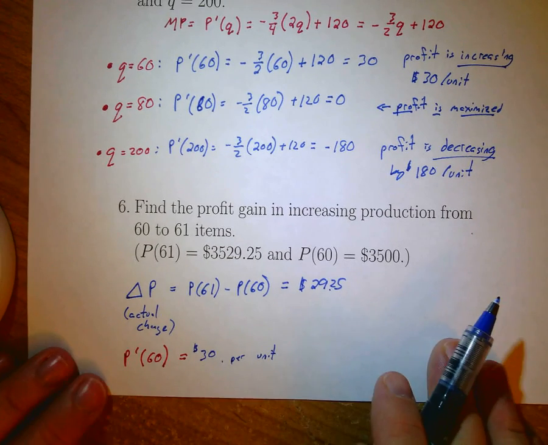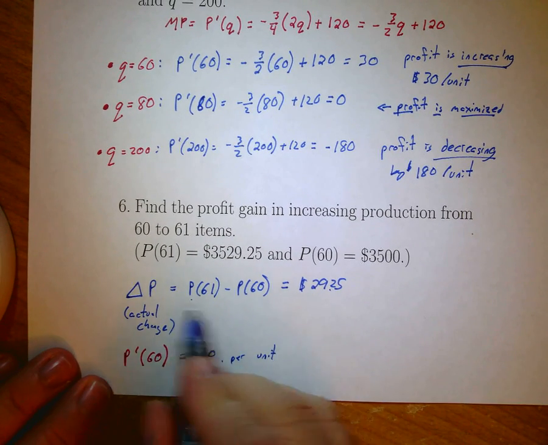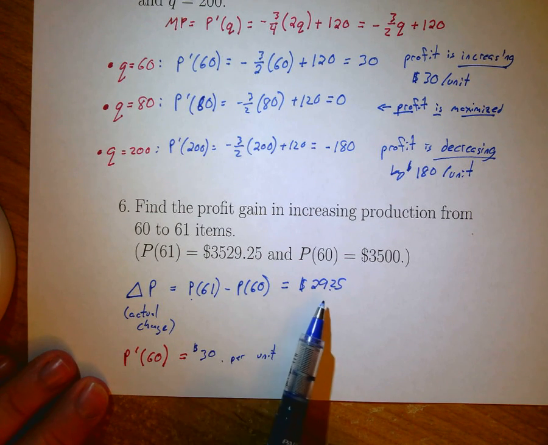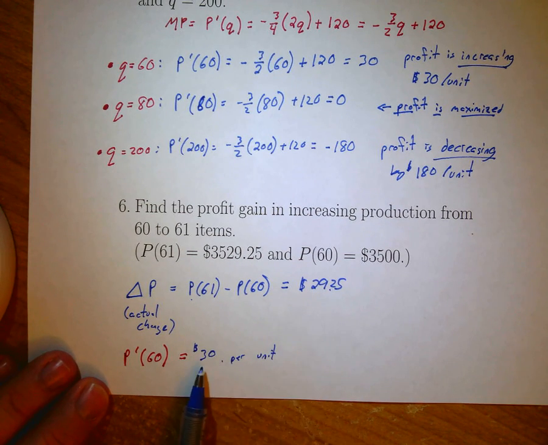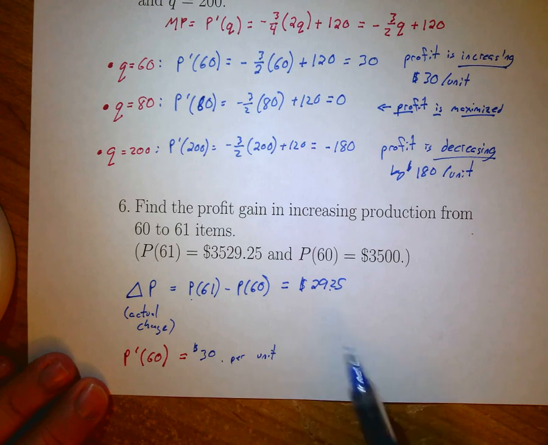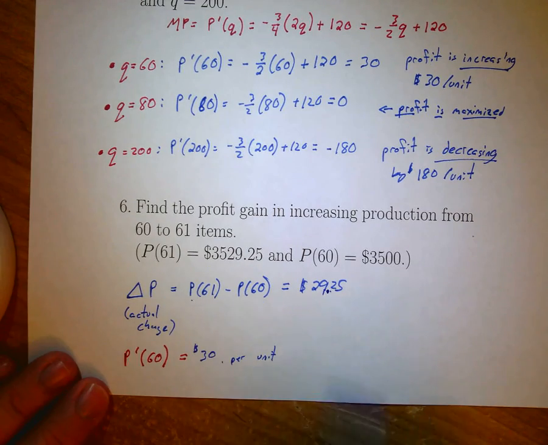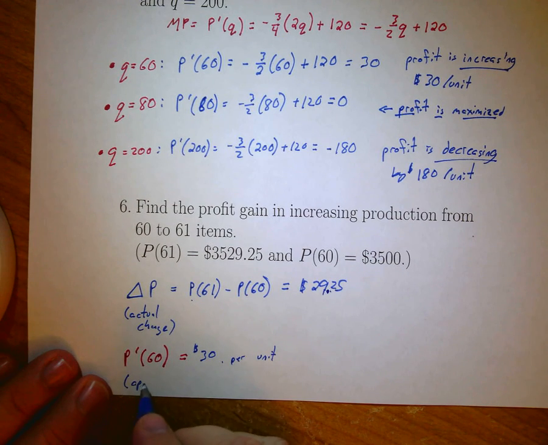So notice here that the approximation, again, this is per 1 unit. If you divide this by 1, you get 29.25, and this is 30 per 1 unit. And they're pretty close, actually very close. This one doesn't need a calculator, but this one does. This is the actual change, and this is your approximate change.